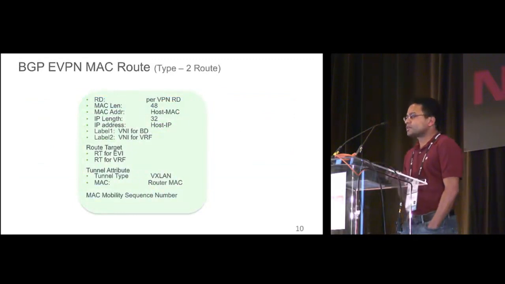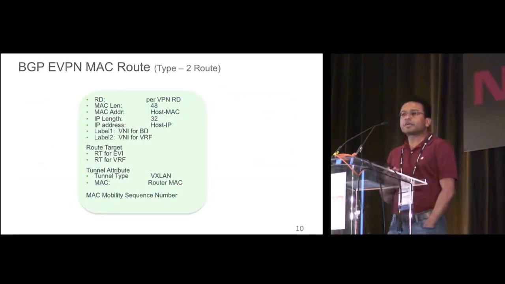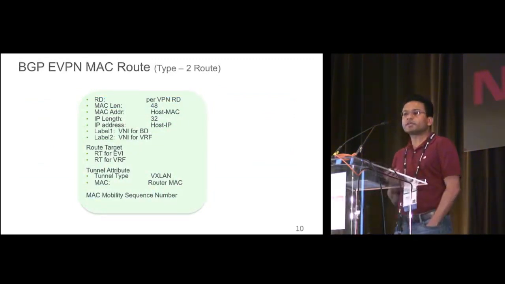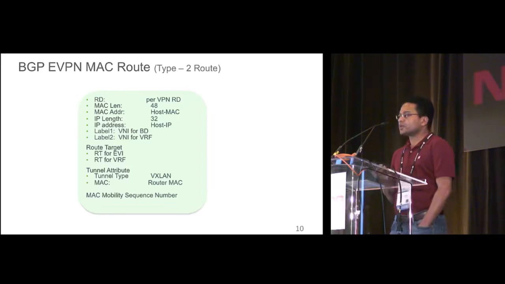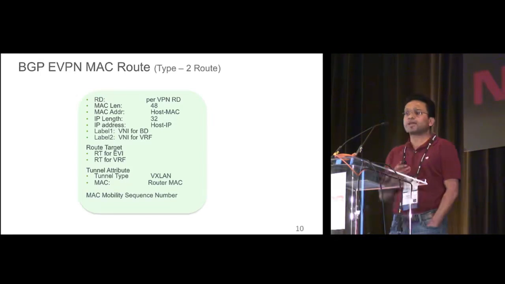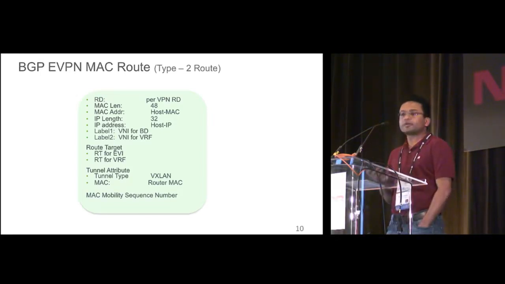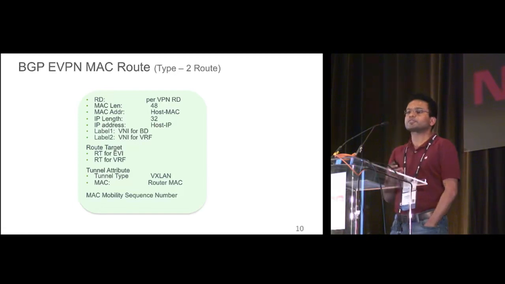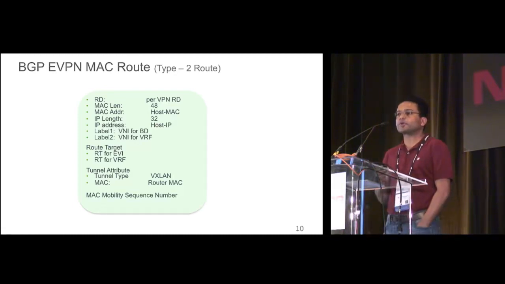So let's look at the type 2 route. Basically, being a multi-protocol BGP route, it will need a route distinguisher, and it will have a MAC address. The MAC address is basically pointing to the host MAC, and an IP address, which is the host IP. This can be either an IPv4 host or an IPv6 host, /32 or /128. So both the hosts are supported.